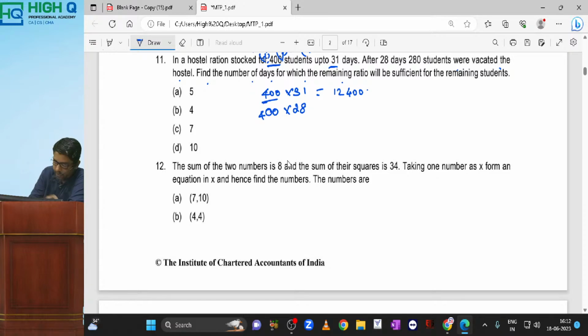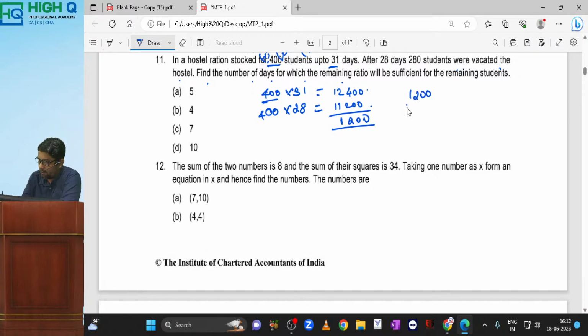So 28 means 11,200. Am I right, my dear? 11,200. So subtract these two. What are you going to get? 1,200. Now how many students are left, my dear? How many students are there in the hostel now? 120 students are still there in the hostel. So 1,200 units available divided by 120 students. So those 120 students can have that food for 10 days. Answer over.